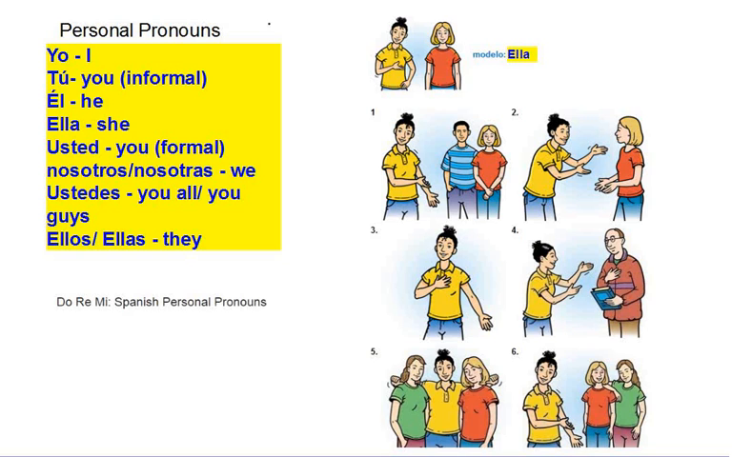Hola! Today we are going to talk about personal pronouns in Spanish. We have learned some of them, but today we are going to learn all of them, okay? Let's review the ones that you already know.